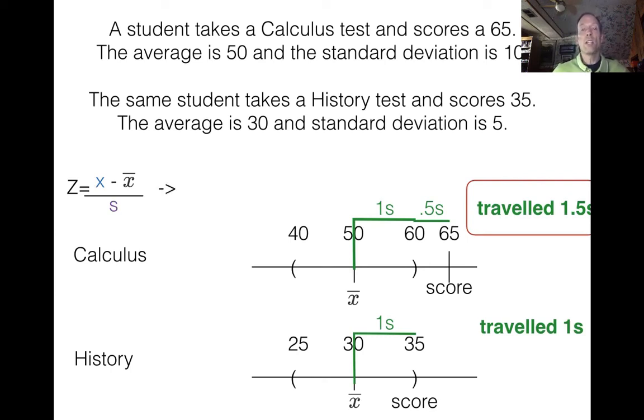So for calculus, if we work out our Z formula, we're going to get 1.5. And for our history, our Z formula will give us 1. So we're going to end up confirming the distances that we had marked in green. And on the exam, it's only necessary to run the formula. You don't have to go through the diagramming stage if you don't want to.